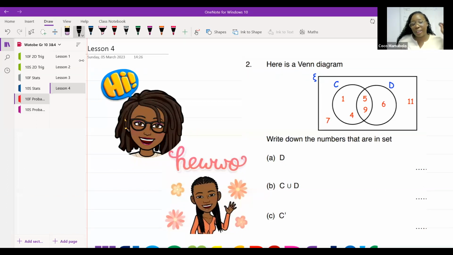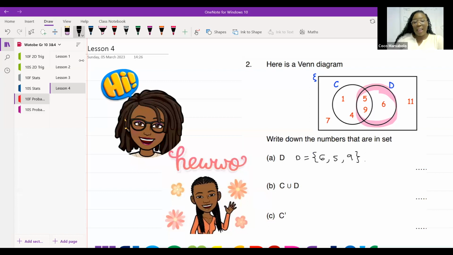Good. Alexander, you're correct. It's 6, but it's not just going to be 6. What else is also in set D? Beautiful, Jared. Well done. Remember, guys, when we're looking at set D, we are looking at this whole circle. The full circle. So we will have 6, 5, and 9. That is what is in the set D.